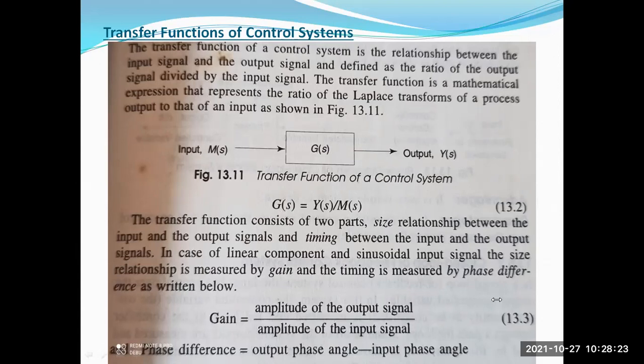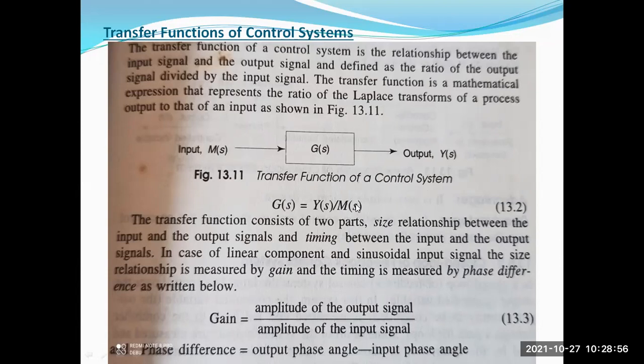The transfer function of a control system is a relationship between the input signal and the output signal, and it is defined as the ratio of the output signal divided by the input signal. So it is the ratio between the output variable and the input variable. That's how you have to write it: G(s) equals Y(s) by M(s), that is, output variable by input variable.